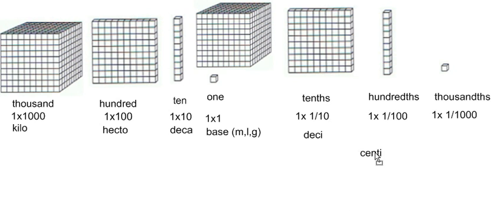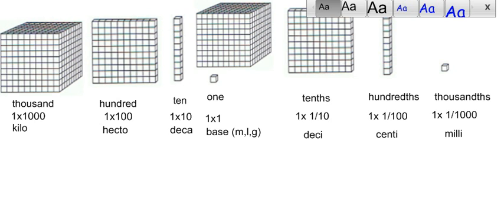Then it changes a little bit. The hundredths are centis, which is named after the French for cent, which is 100. This is where we get the idea of a century from. Then we have milli, which is French for 1,000, and this is 1/1000th of our original base units.